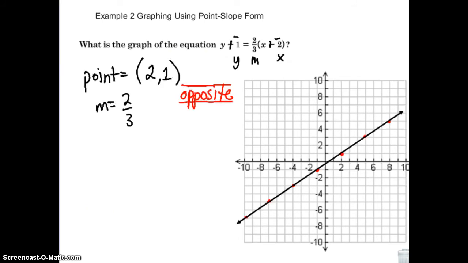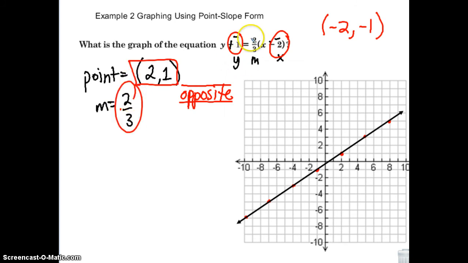Okay, this is what you should have had when you solved this problem. Let me walk you through what I had to do here. I had to find my point first. I know this is our y and this is our x. Now my x was originally negative 2 from this problem and my y was negative 1, but you have to make sure that you take the opposites because it's in point slope. So our actual point is actually 2, 1. And our slope is right here, which is just up 2 over 3.